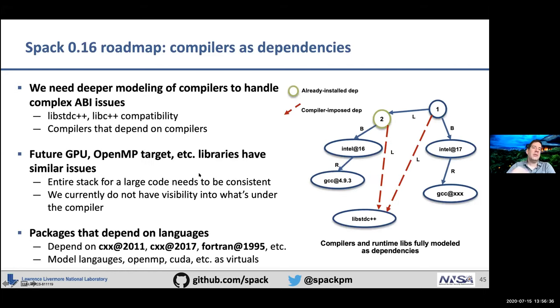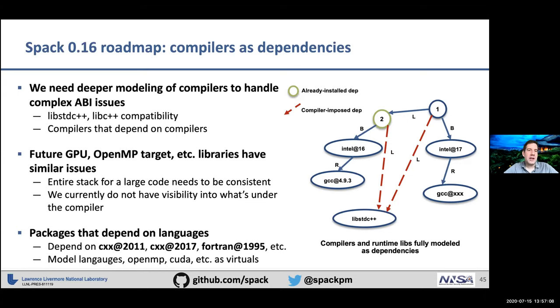The other thing that we are working pretty actively on right now is we are going to make compilers into proper dependencies. And the reason that we want to do this is because right now we don't handle a few things well. We don't handle ABI issues between different compilers as well as we'd like. So things like libstdc++ or libc++ compatibility, we don't model that currently. And so we just sort of leave it up to you if you decide to mix compilers in a Spack graph. It's on you to ensure that they use compatible runtime libraries.